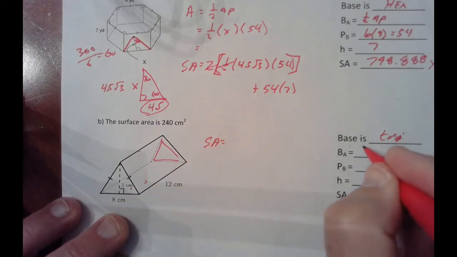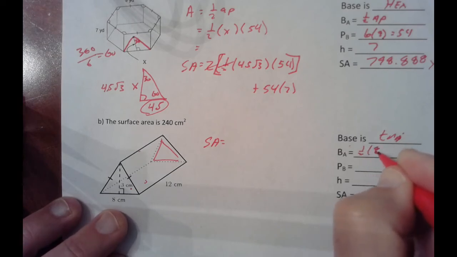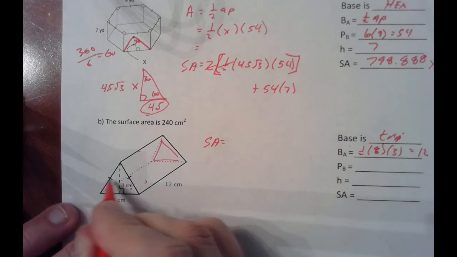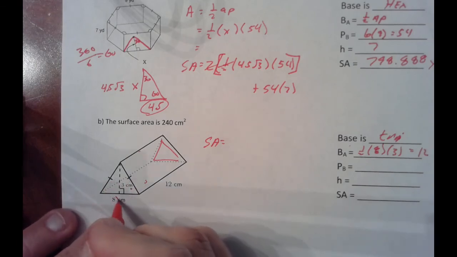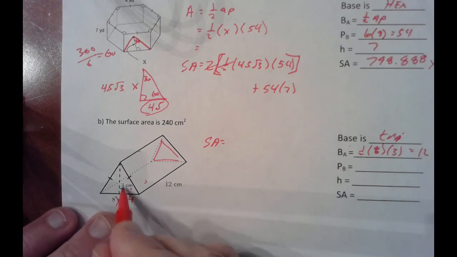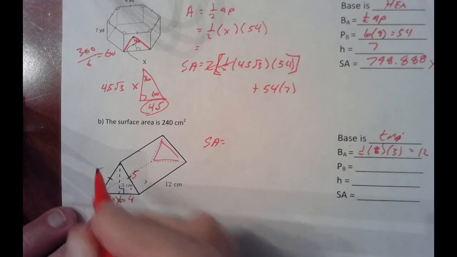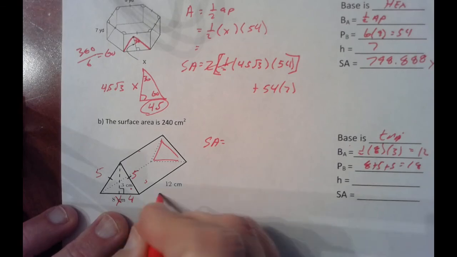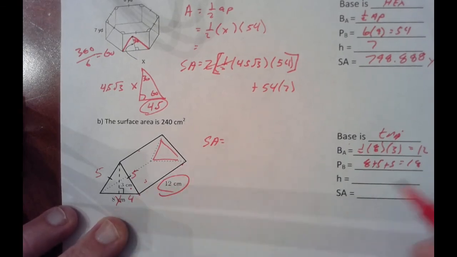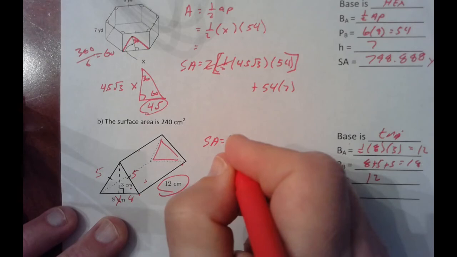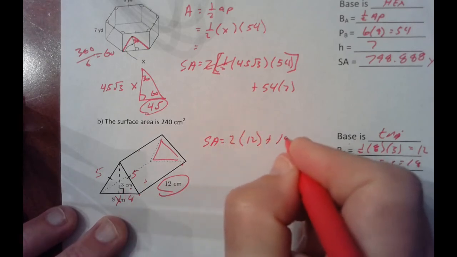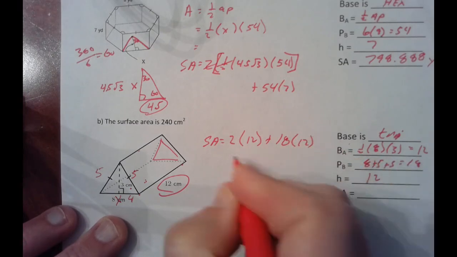So then my 1/2 base is 8, my height is 3, so that's a 12. Let's see, this is isosceles, so if this is isosceles, that means this 8 gets cut into a 4, so I've got a 3, 4, and 5. So then my perimeter is going to be 8 plus 5 plus 5, which is 18. The height of my prism, distance between the bases, is 12. So I've got 2 area of the base plus perimeter of the base times the height.